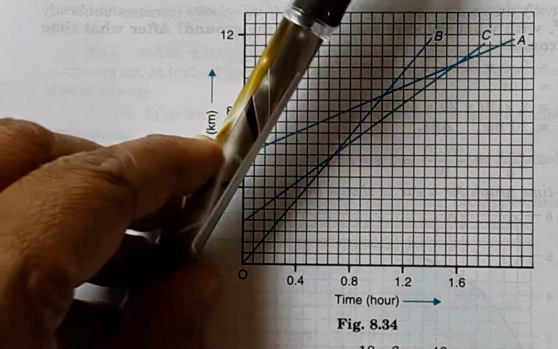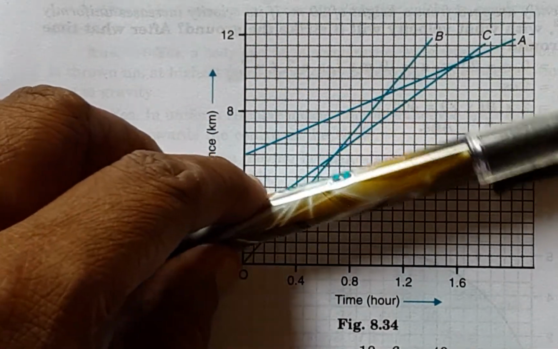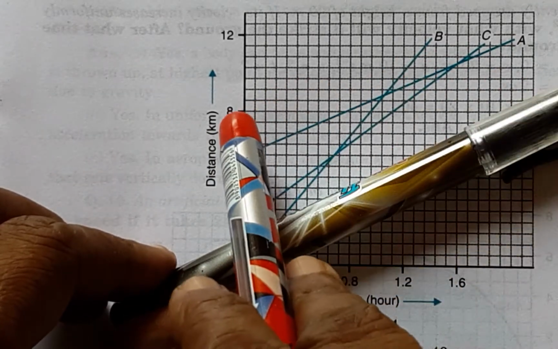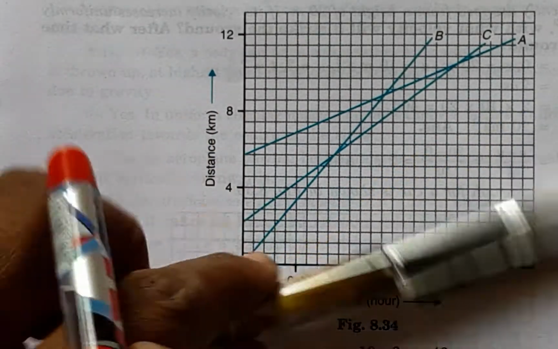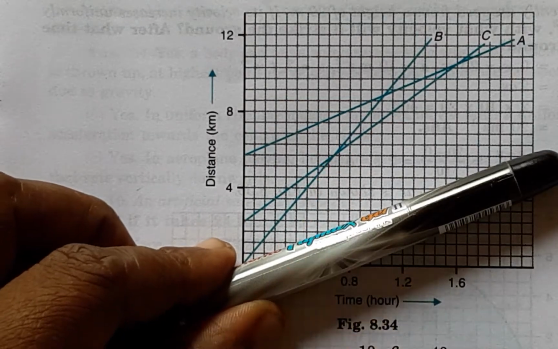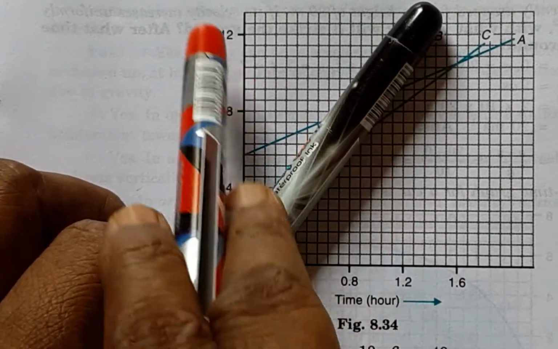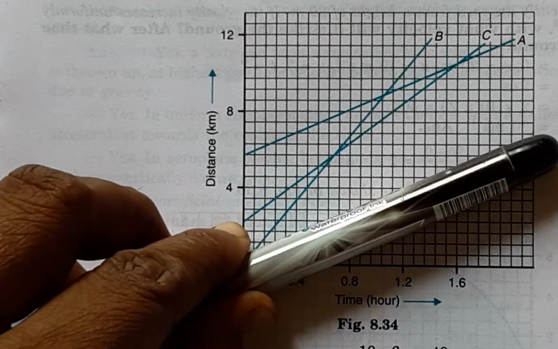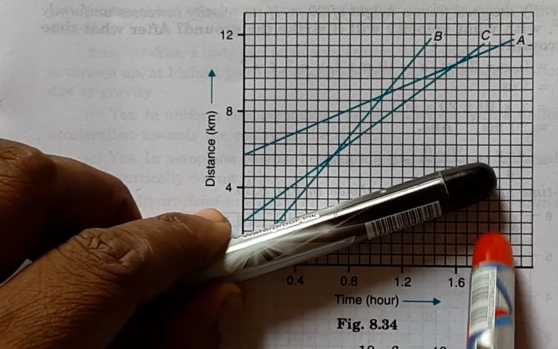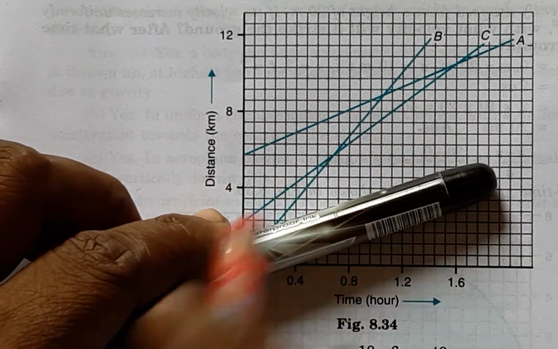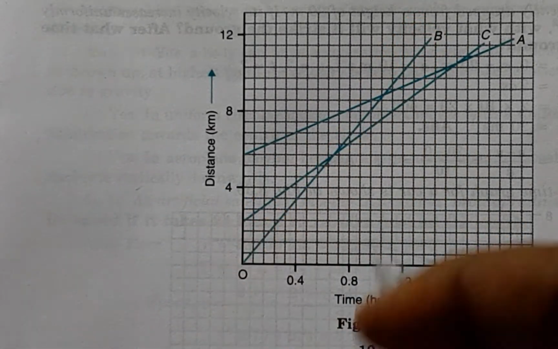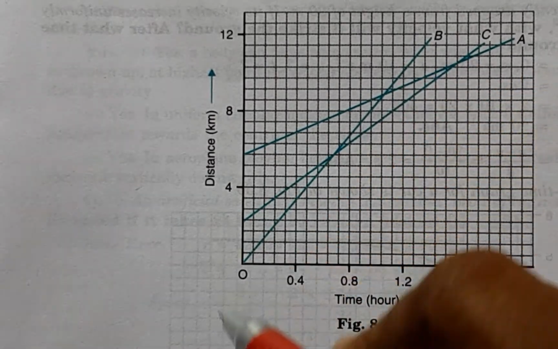Children, in a graph, the lesser the steepness of the graph, the slower the body is moving. As you can see, if it is steep, it has covered only this much distance. If it is fast, the time will be less and the distance will be more. If it is going down in this direction, it means the time taken will be more and the distance will be less. Therefore, the steeper the graph, the speedier the travel. So B is traveling fastest here.